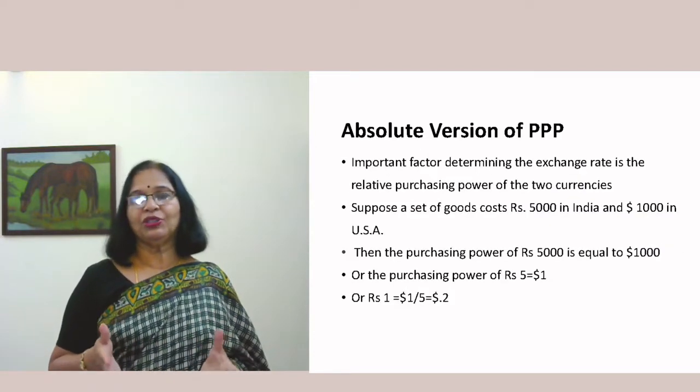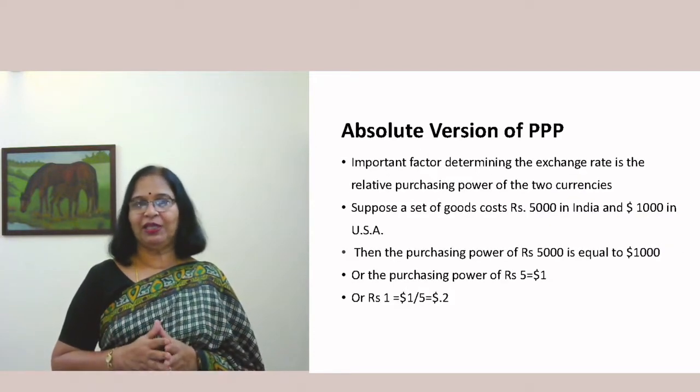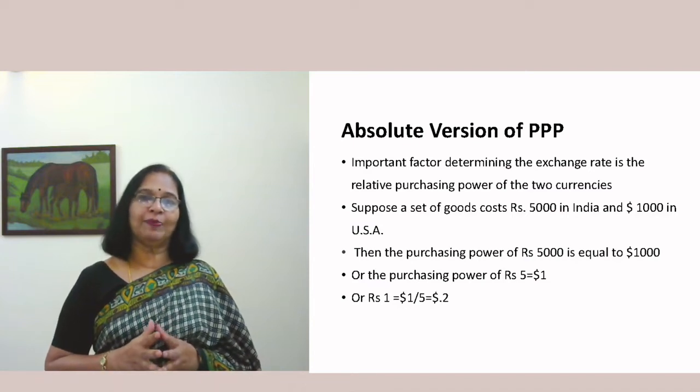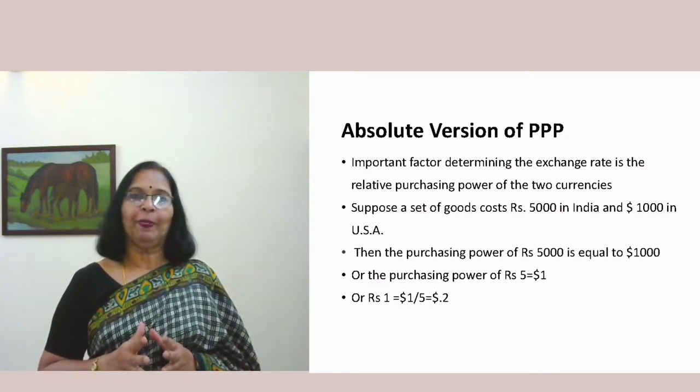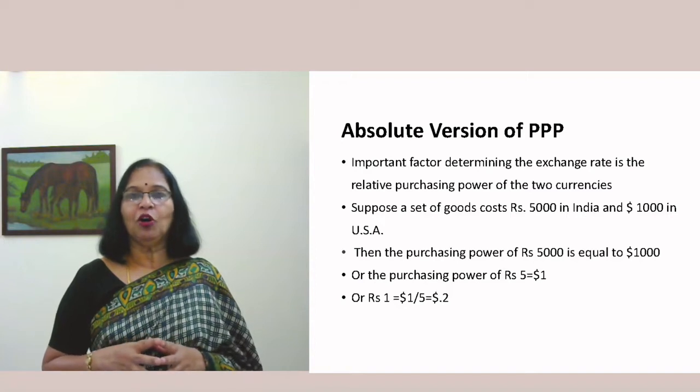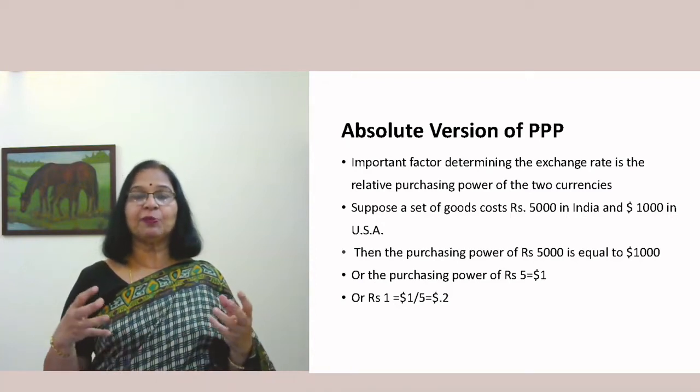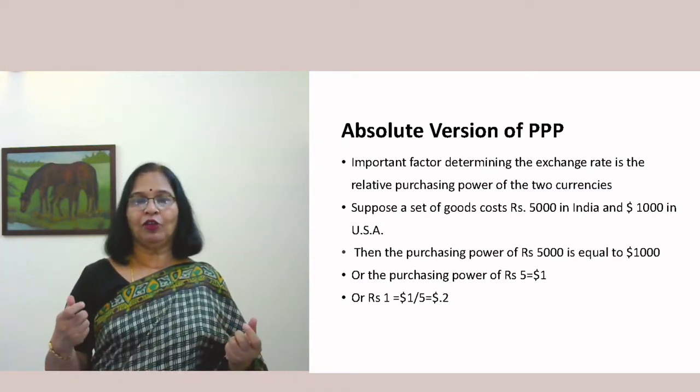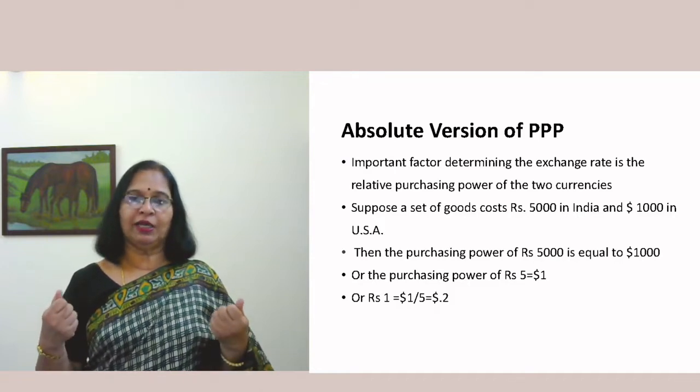There are two versions of the purchasing power parity theory. The first one is called the absolute purchasing power parity theory. Now, what is in that? In here, what we are understanding is the respective purchasing power of the two independent currencies.